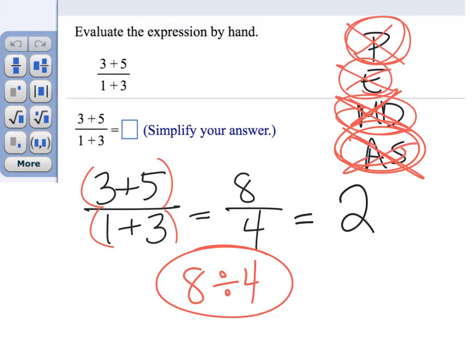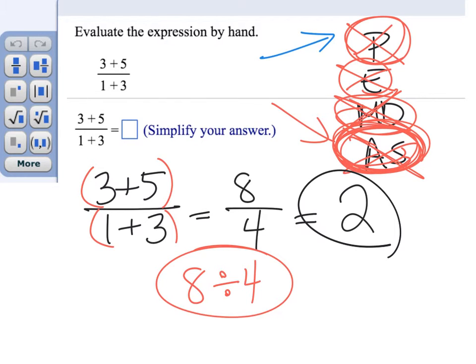So it's a little weird. Addition and subtraction is the last on our list, and yet it was the first thing we did, and that's because it was really kind of like parentheses, because you're not able to divide until you know what the top and the bottom is equal to. So the answer is 2.